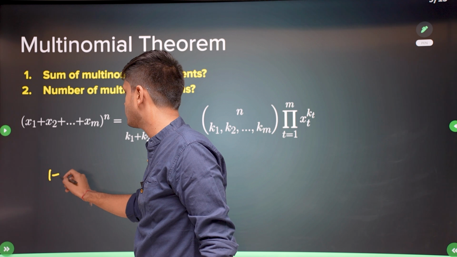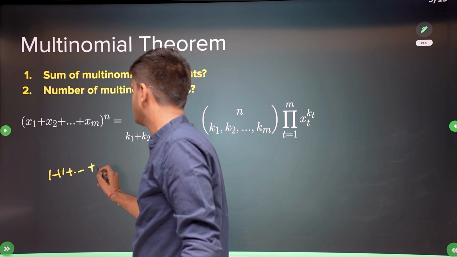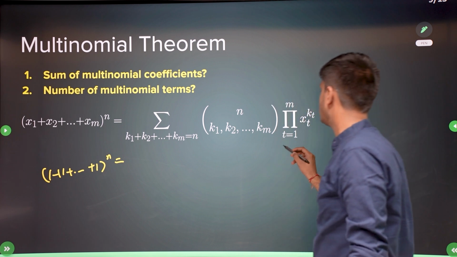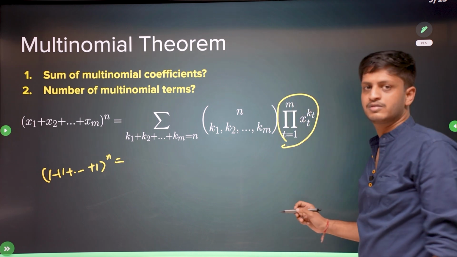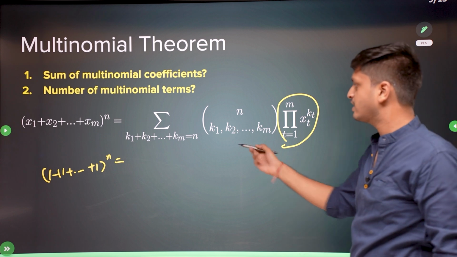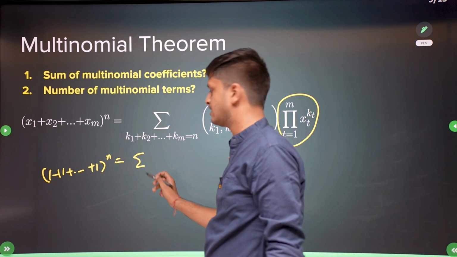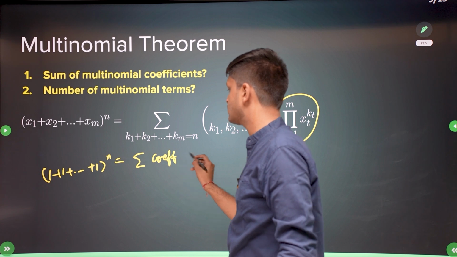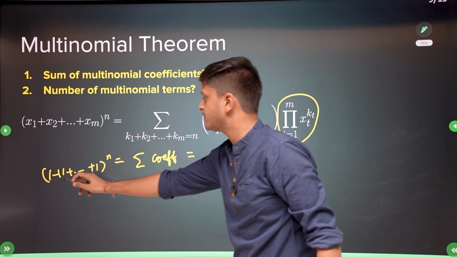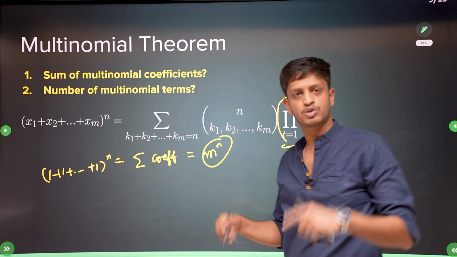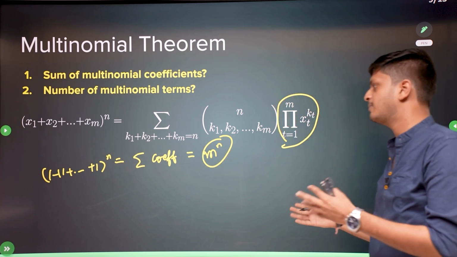So you will get 1 plus 1 plus up to 1, to the power n. If you put all x equal to 1, this term will become 1, right? So you will get the sum of all possible coefficients, just like binomial. So the sum of all possible coefficients is just 1 plus 1 plus 1, m times. So it is m to the power n. In binomial theorem it was 2 to the power n. In multinomial theorem it is m to the power n.